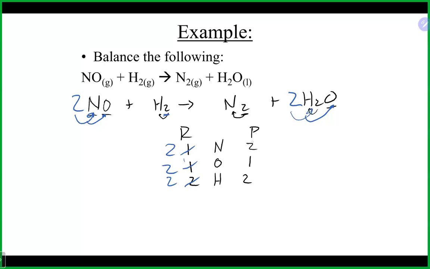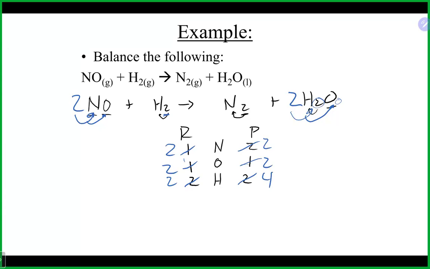And that's going to give me on the right-hand side two nitrogens. 2 times 1 for the oxygen is 2. And 2 times 2 is 4 for our hydrogens. And now I can see from my table, I'm pretty much closing in on it. I got two nitrogens balanced on each side. I got two oxygens on each side. Now the only thing that's not balanced is my hydrogen.